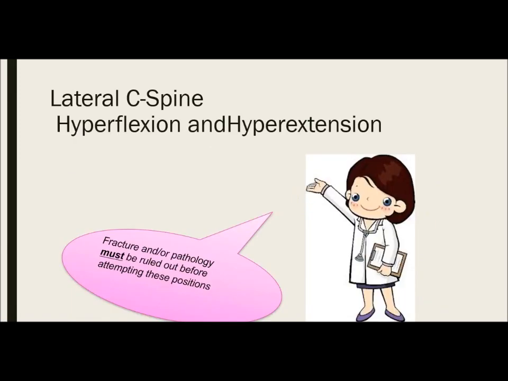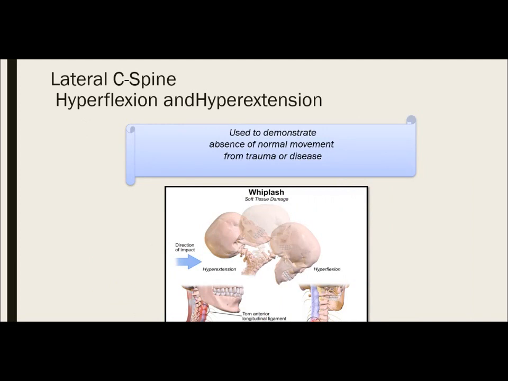Now the next two that we're going to go over are the lateral C-spine hyperflexion and extension. For these, you have to rule out a fracture or any type of pathology before you attempt these positions, because you could cause more injury to the patient if you didn't. These are usually used to demonstrate an absence of normal movement from trauma or disease. They would do these mainly before surgery or something like that, to see what they're looking at if they have a torn ligament or something like that.